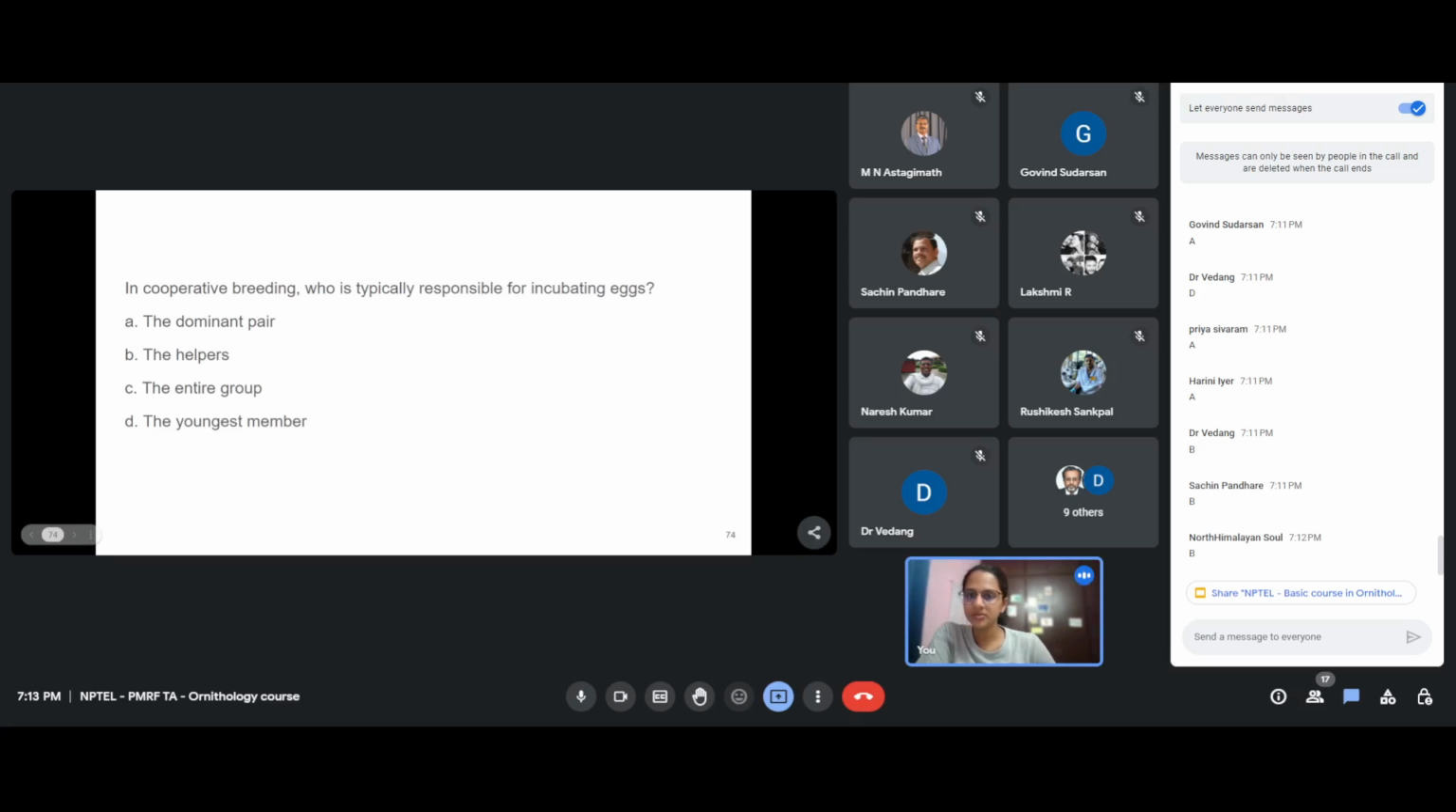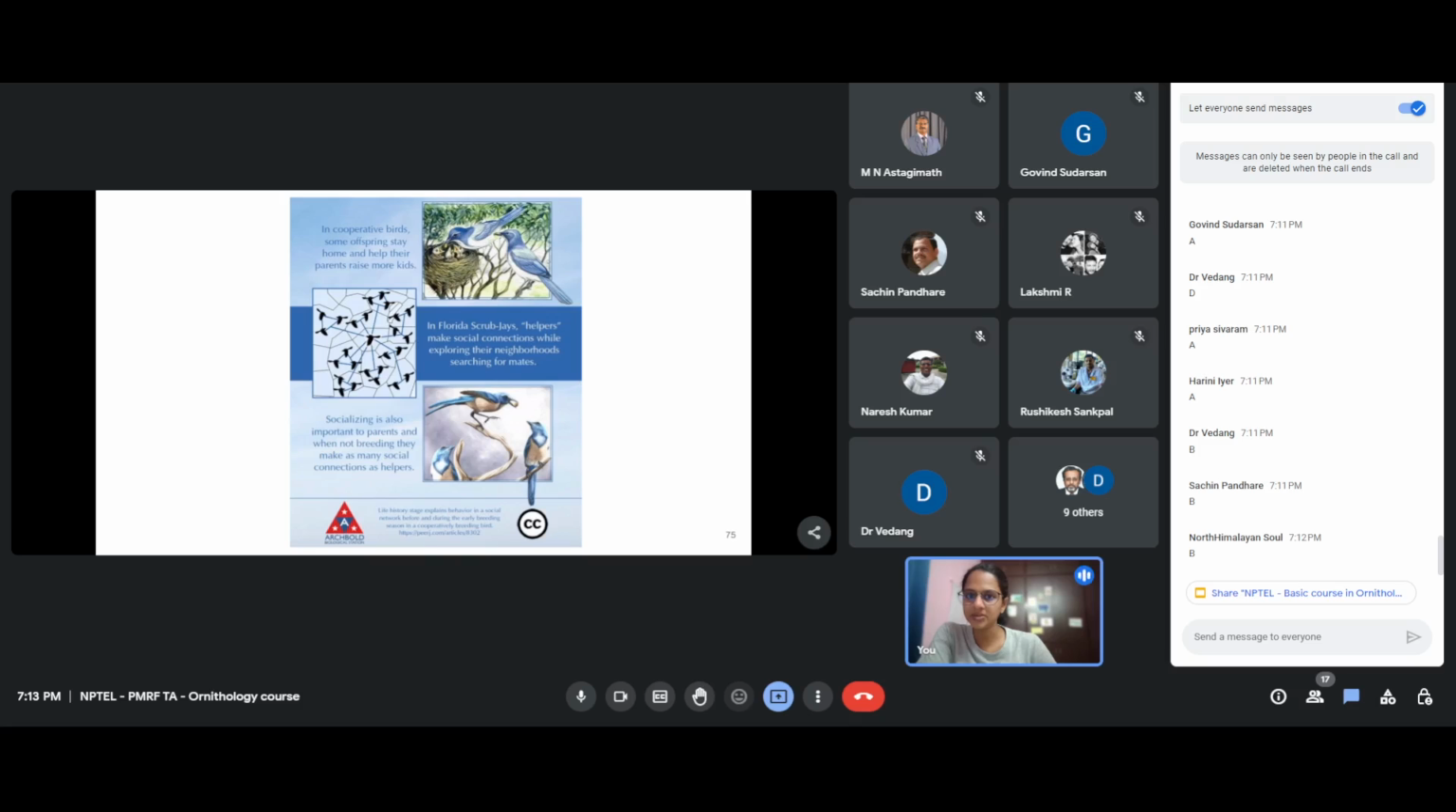Okay, so I'm going to go to the next one. The next one is more of a discussion thing again. Here is an illustration of Florida scrub jays, and I think this was discussed in the lesson as well. They are cooperative breeders, and so this is why we have helpers, right? Once you go through this, would someone like to add something on the social structure in Florida scrub jays?